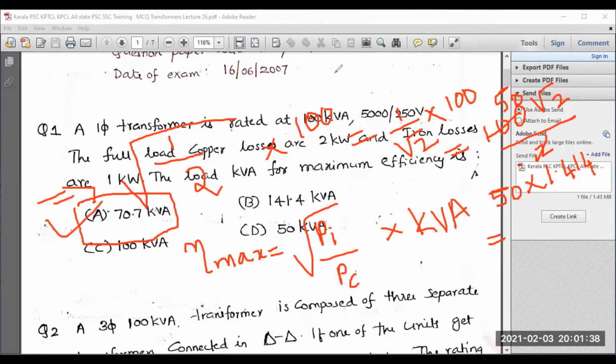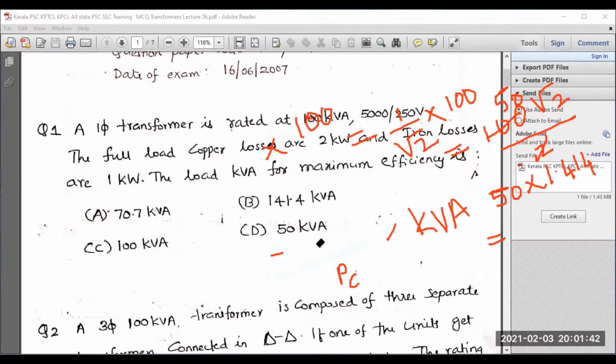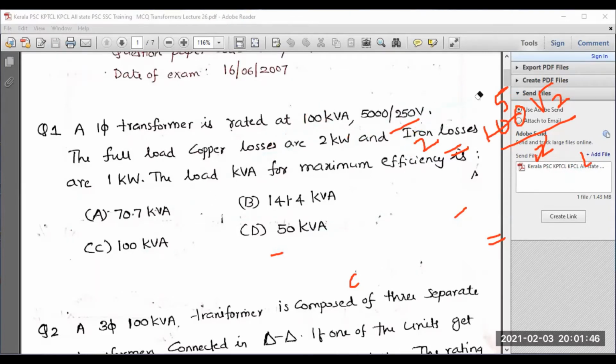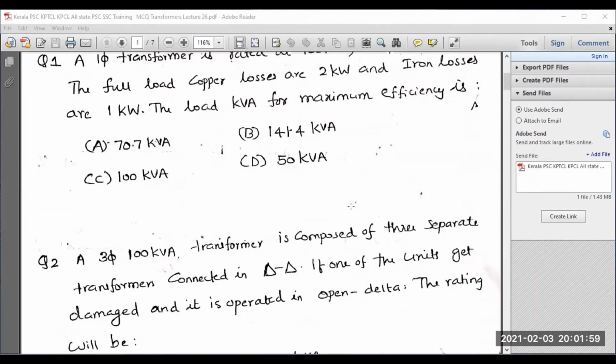So you have to do the answer fast, otherwise you will lose time. Within 1 minute, you are supposed to complete it. Less than 1 minute, you are supposed to complete the answer. So the right answer is 70.7 kVA. So that's the right answer. If you have any queries, you can put them in the comment box. So remember the formula: eta max equals the square root of Pi by Pc, times full load kVA.